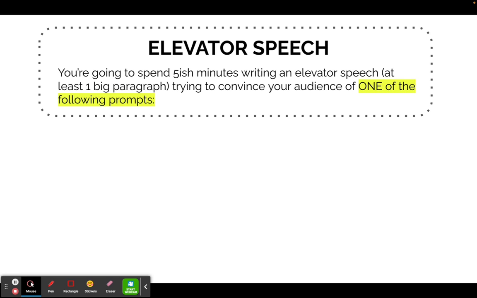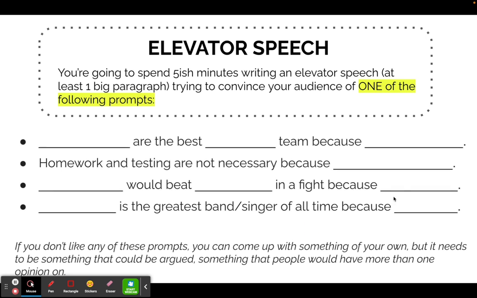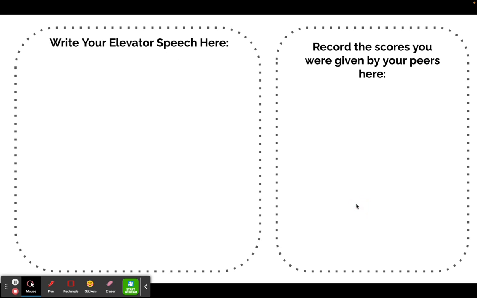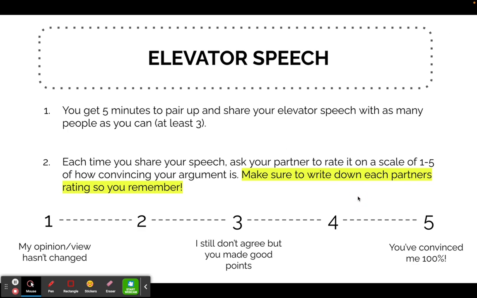We're going to do an elevator speech. And essentially the point of this activity is to try to see how in a very quick manner we can come up with an argument to see how persuasive or not persuasive we are in our argument, and you get to choose the topic. So I won't really go into depth about this because if you're gone on the day that we do this, it's going to be hard for you to fill this out. So if that is you, please tell me and I'll let you know how we can fix that.